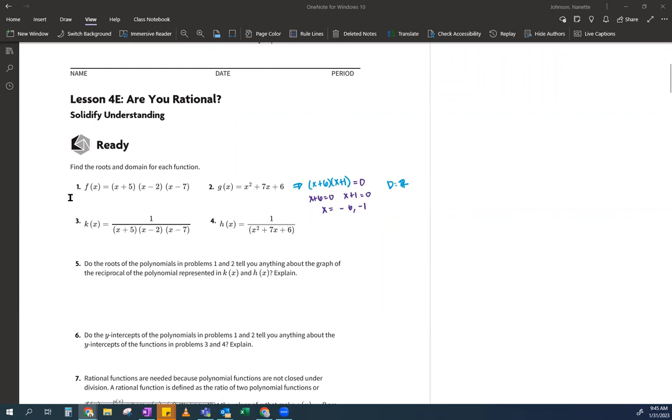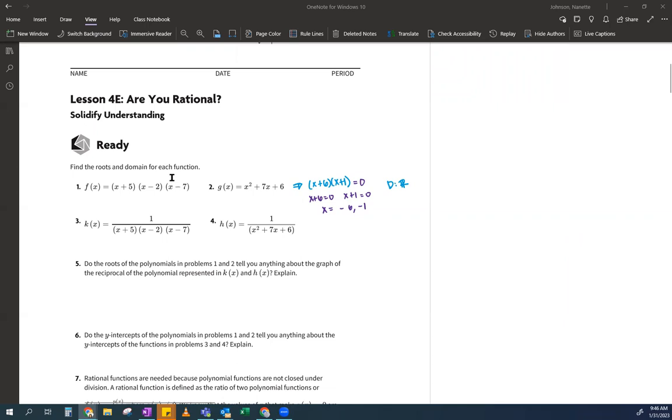So for number 4, it says to find the roots and the domain for the function. Finding the roots for this, I'll show you a couple different ways to do it. Basically, you set the whole thing equal to 0 and see if that works. Already you should be thinking, I don't think that's going to work, Miss Johnson, because this 1 is the numerator on top. In order for a fraction to be equal to 0, the numerator has to be equal to 0. Well, 1 never equals 0. So I think this one is not going to have any roots, and we can verify that with the calculator in a second.